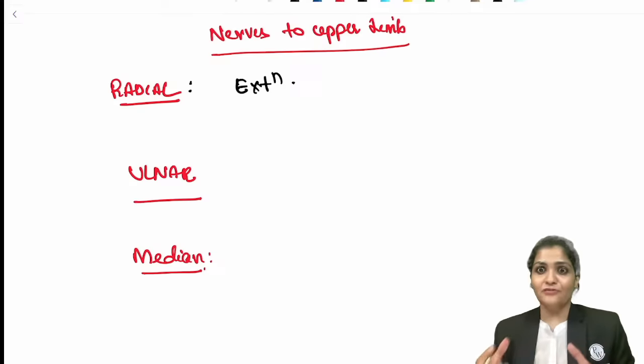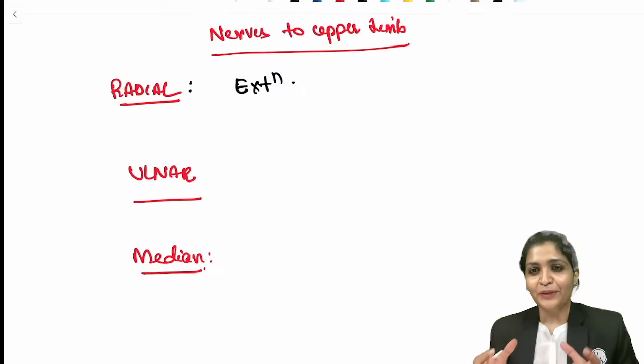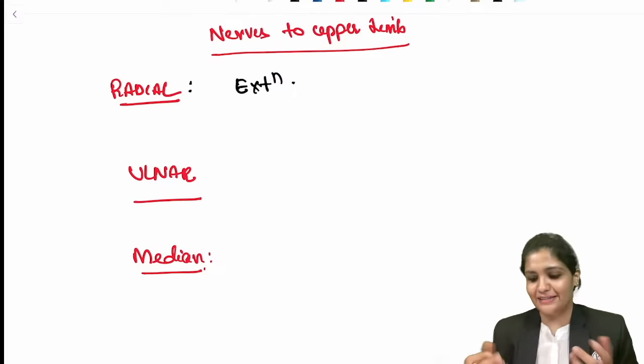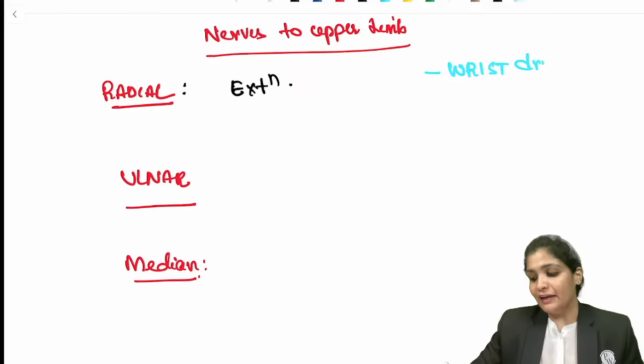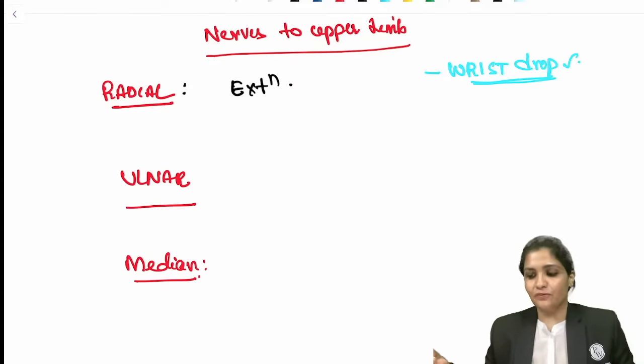And there are no specific tests for the radial nerve. That is the most fascinating point of the radial nerve, right? There are no tests, but one important condition you have to remember is wrist drop. Whenever there is a radial nerve palsy, what is the most common condition where you see radial nerve palsy in wrist drop?